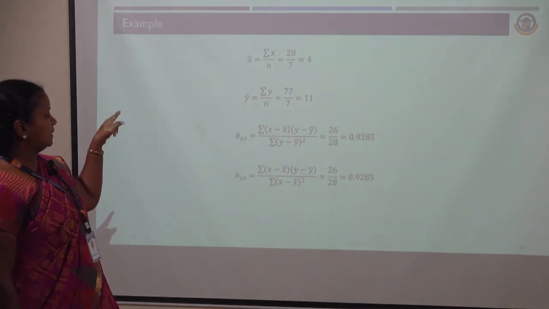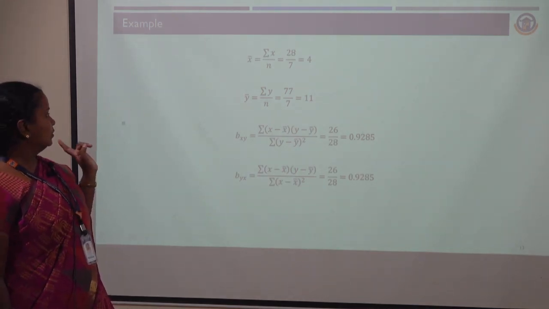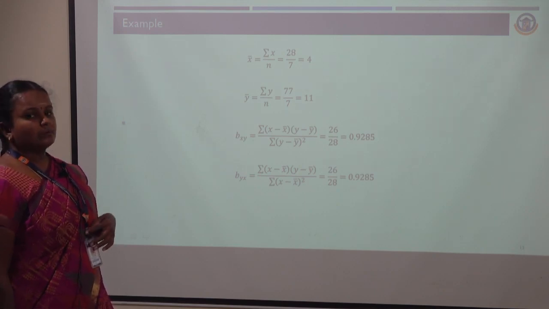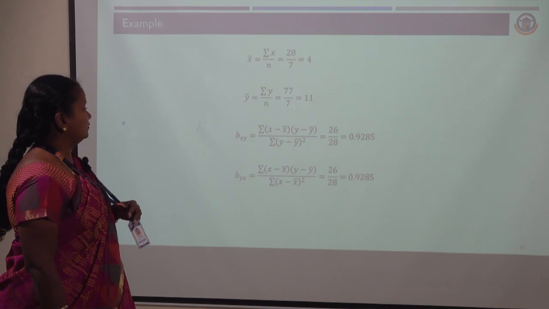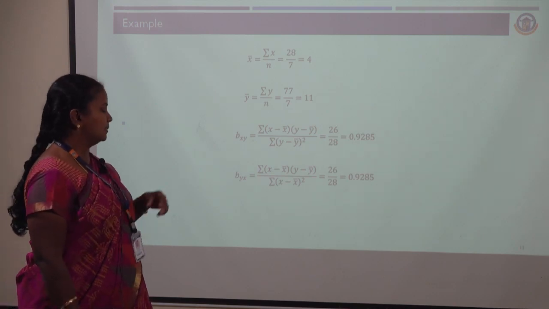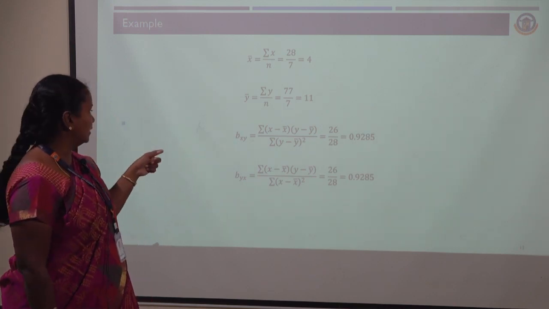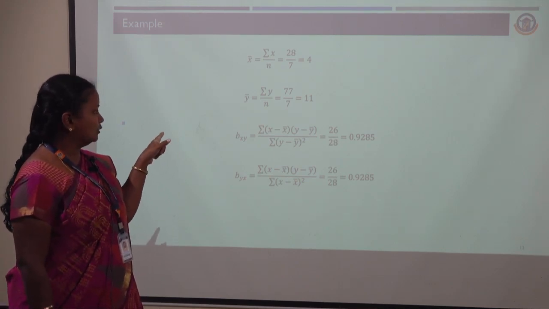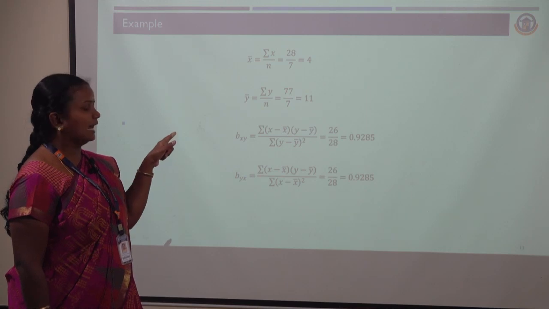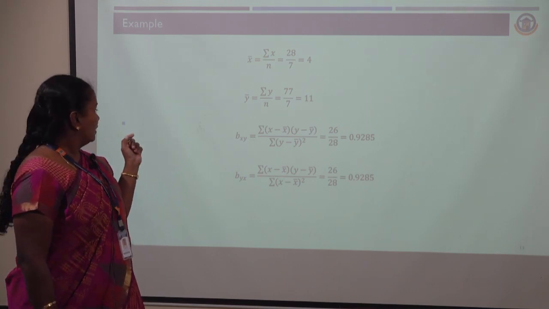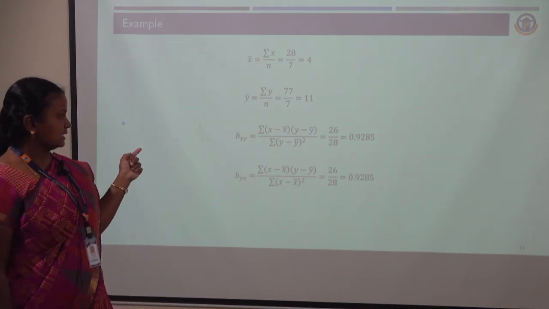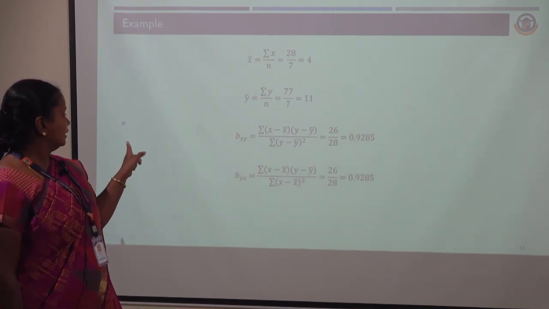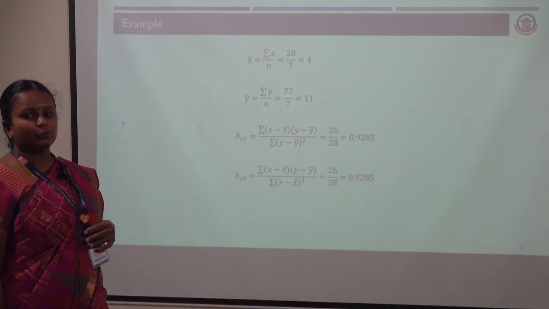X bar is summation x by n, we get the value as 4. Y bar is summation y by n, we get the result as 11. Similarly, bxy formula is summation x minus x bar, y minus y bar divided by summation y minus y bar whole square. Substituting all those values here, we get the result as 0.9285. Byx is summation x minus x bar, y minus y bar divided by summation x minus x bar whole square. Here we also get the result as 0.9285.